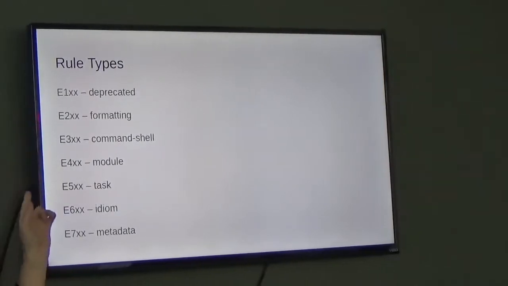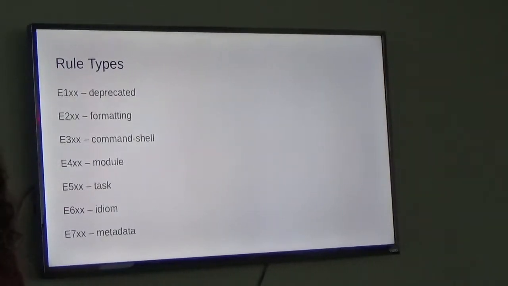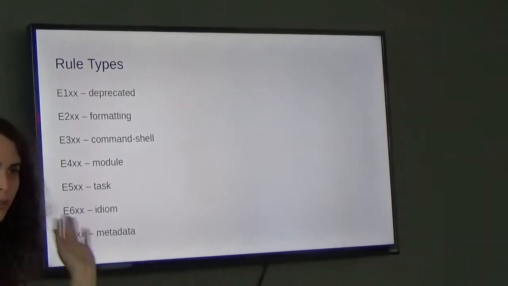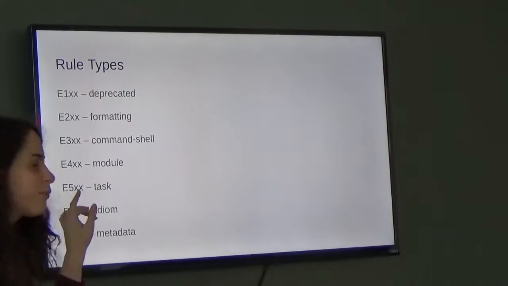Next one is formatting. This is usually the one we'll see most commonly. You'll usually see that you left a blank line at the end of a file. Maybe you added too many new lines. Maybe you ended your YAML document with the three dots and then put new lines after it. That's where you see it.